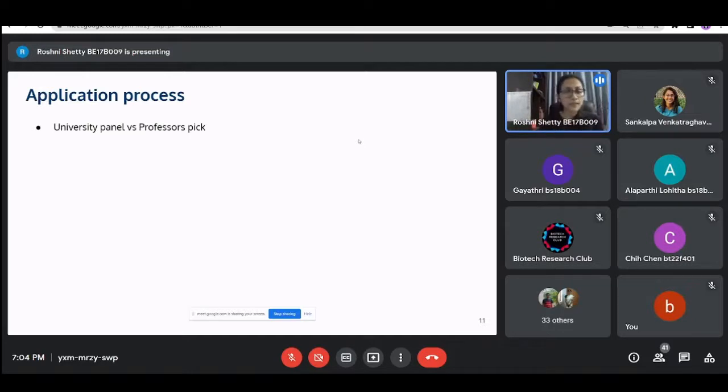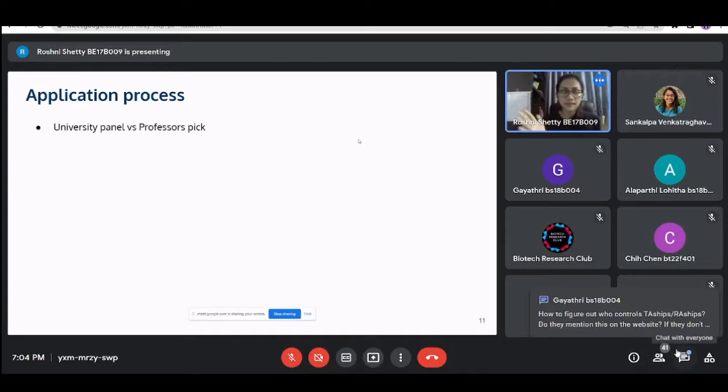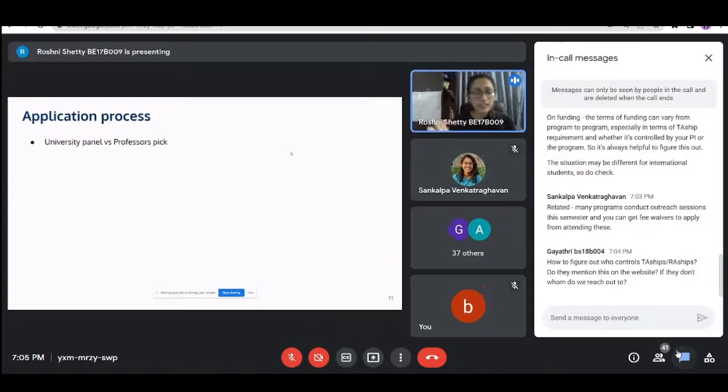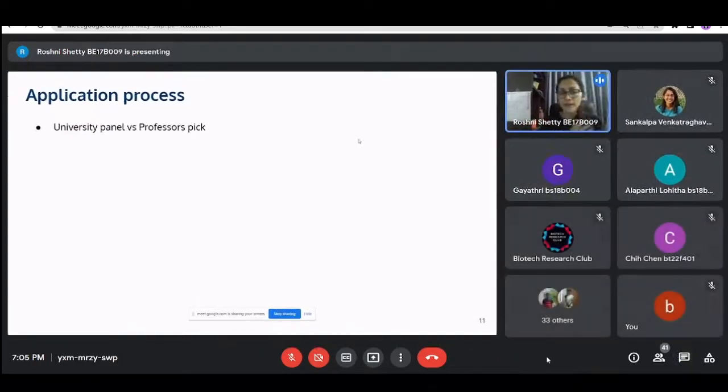Whereas there are some programs that I applied to where my application would directly go to the professor I was interested in. So say this particular professor receives 8 to 10 applicants who are interested, and he or she would choose 1 or 2. So this is typically what happens. Whereas in a university panel, they generally look at overall a pool of applicants, how good you are, and then pick students. So there are 2 types, and it's good to know the program you're applying to, what they follow.